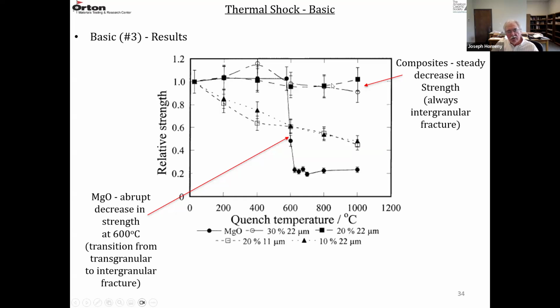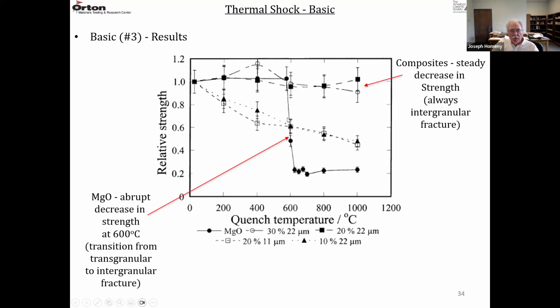So these materials, when they looked at the fracture surfaces, the fracture path was always an intergranular fracture. So it fractured along the grain boundaries due to the microcracking they created. And this one had a transgranular fracture. So it fractured through the grains, through the MgO grains, and eventually went to an intergranular fracture after 600 degrees.